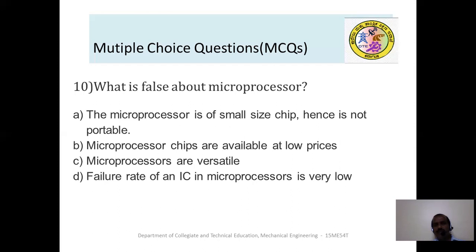What is false about a microprocessor? The microprocessor is of small size chip, hence is not portable. Microprocessor chips are available at low prices. Microprocessors are versatile. Failure rate of an IC in a microprocessor is very low. The answer is A. The microprocessor is of small size chip, hence is not portable.